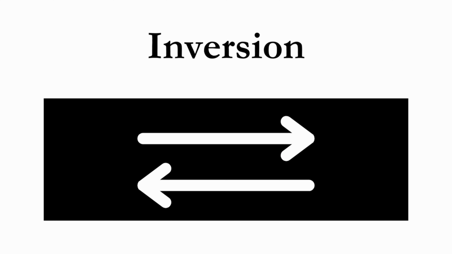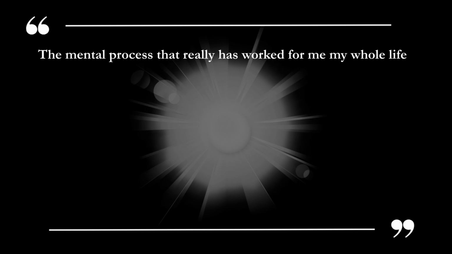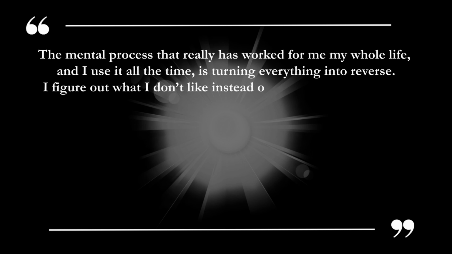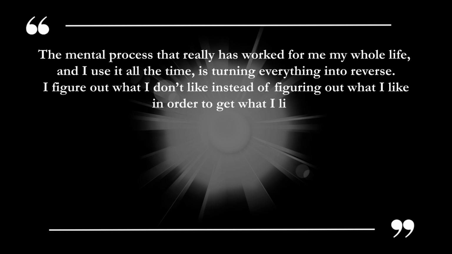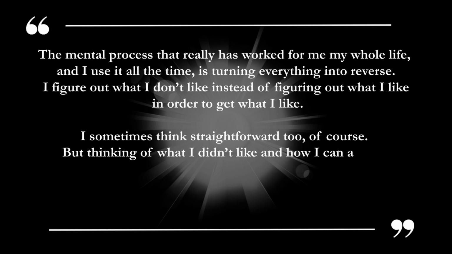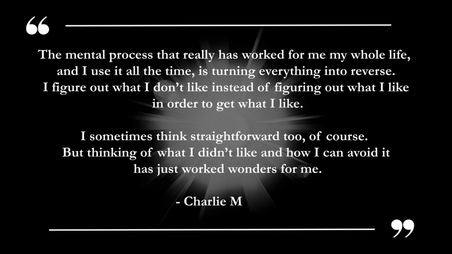We will look here at two mental models, which are explained in more detail in another video of this series. Normally, we tend to think forward through a problem, a case or decision. The mental model of inversion basically means to think backwards, turning the subject matter into reverse. The mental process that really has worked for me my whole life, and I use it all the time, is turning everything into reverse. I figure out what I don't like instead of figuring out what I like in order to get what I like. I sometimes think straightforward too, of course, but thinking of what I didn't like and how I can avoid it has just worked wonders for me, by Charlie Munger.